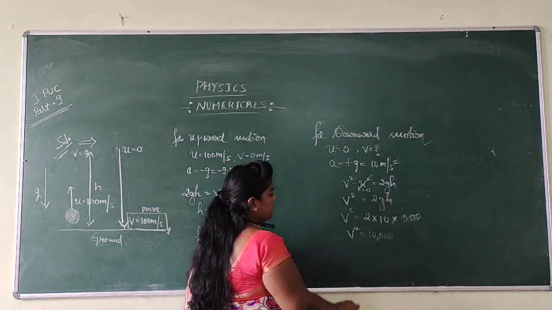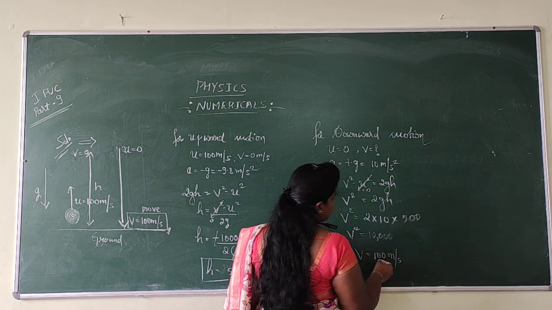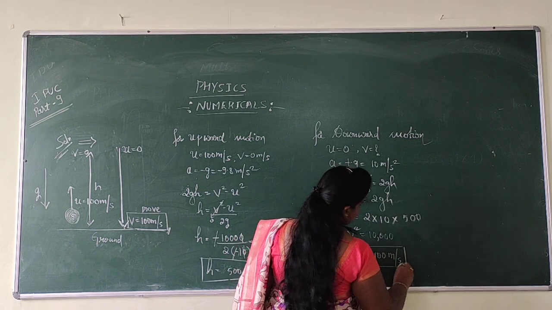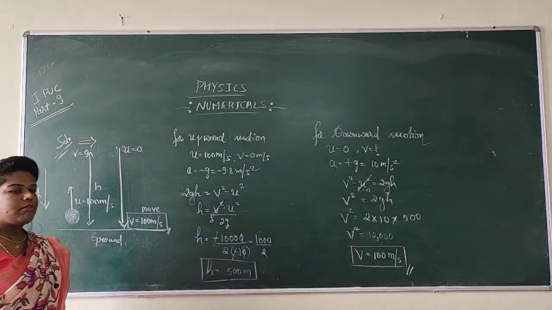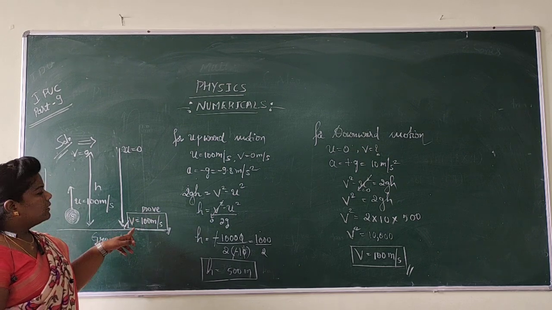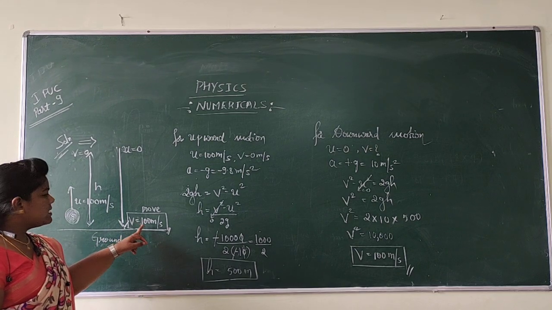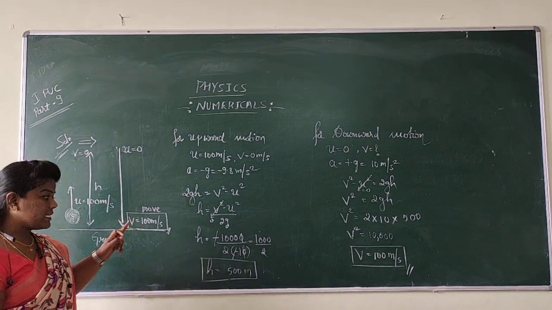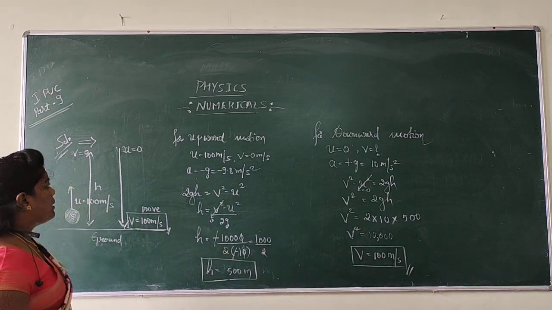By applying the square root on both sides, V becomes equal to 100, whereas the SI unit for velocity is meter per second. Finally, we got the velocity equal to 100 meter per second. So we proved that the final velocity, the velocity with which the ball reaches the ground, is equal to the initial velocity, that is 100 meter per second. Hope you all completed this.